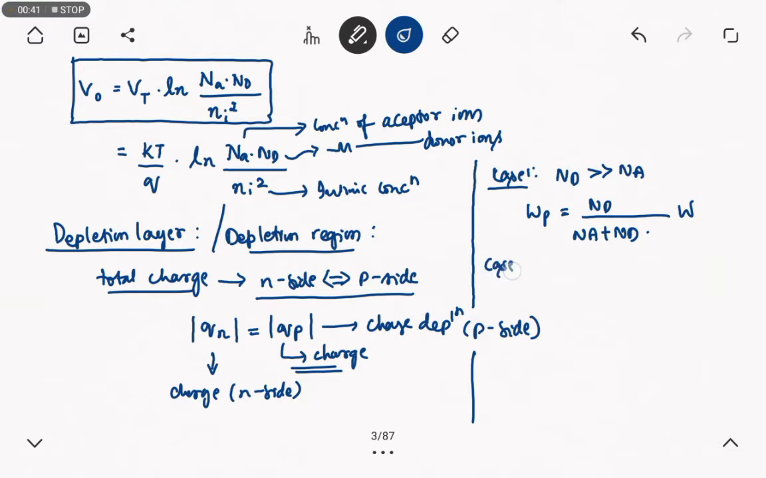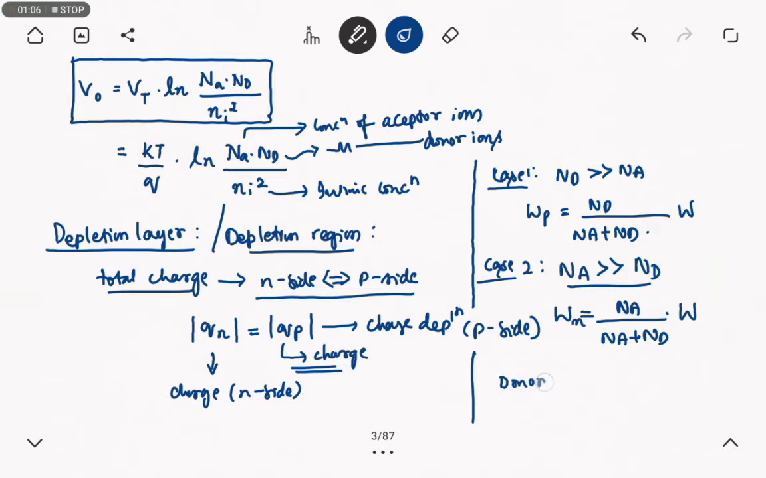For case 2, it is for the acceptor region, when the acceptor concentration is greater than the donor concentration. So how can we write? This is with respect to N type, that is Wn = Na divided by Na plus Nd into W. We all know that donor type is for N type materials, acceptor is for P type.